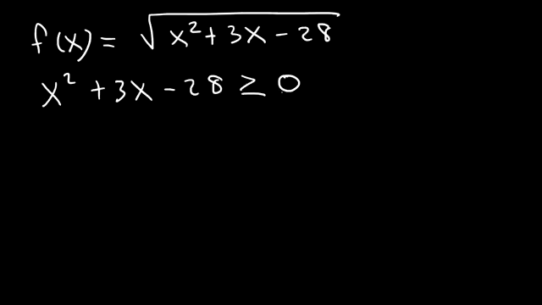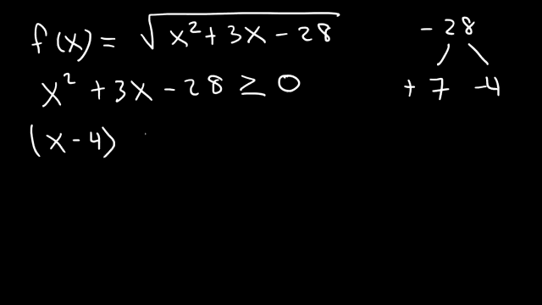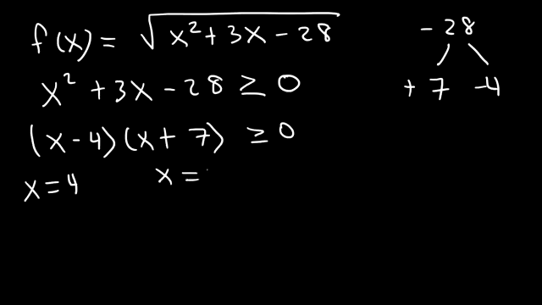So let's find two numbers that multiply to negative 28, but that add to 3. So we have 7 and 4. Now I need to add up to positive 3, so we're going to use positive 7 and negative 4. 7 plus negative 4 is positive 3, and 7 times negative 4 is negative 28. So to factor, it's going to be x minus 4 times x plus 7. So x can equal 4 and x can equal negative 7.